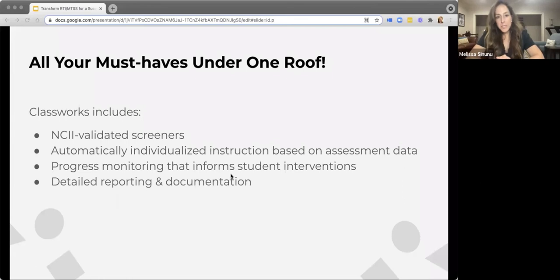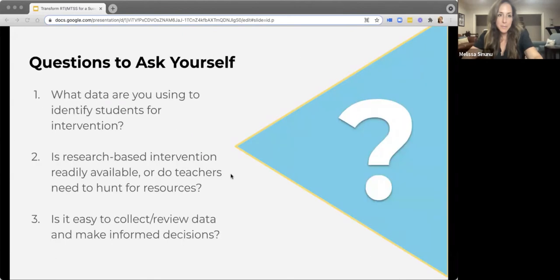One of the biggest points of relief for interventionists, school psychologists, and teachers when they start to implement RTI practices with Classworks is how easy it is to create a sustainable practice. So we recommend doing a thorough review of every stage of your RTI process before next year, and think about all the little things that you're asking staff to do and see if there are ways to streamline and simplify. What data are you using to identify students for intervention? Is it clear and easy to understand?